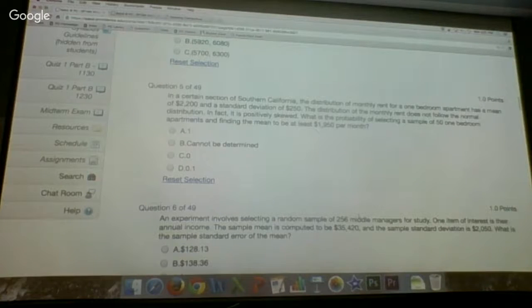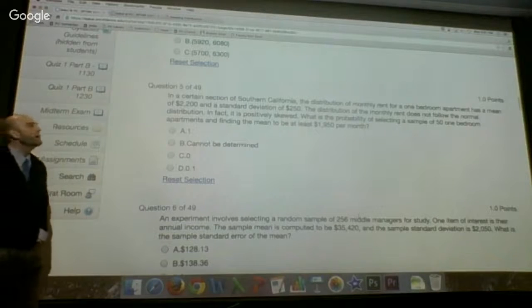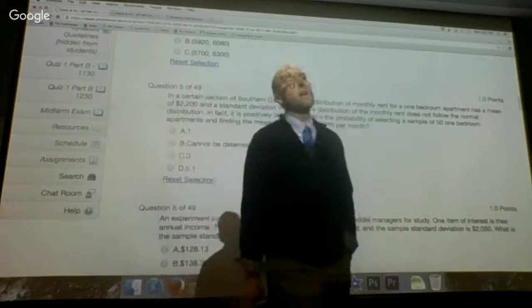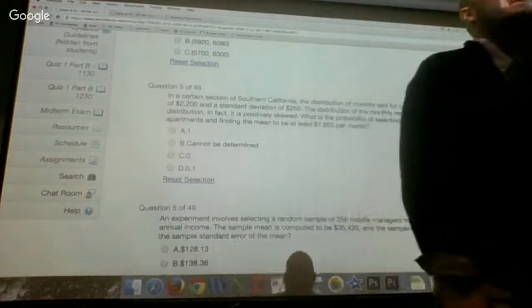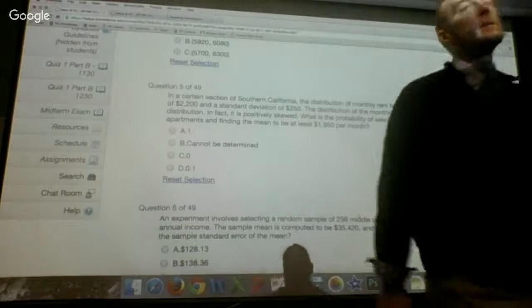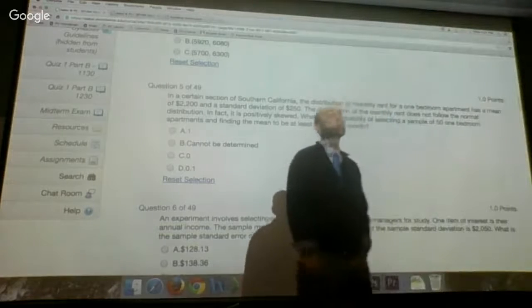Grasp that for a moment. The average is $2,200. That's the average. Some apartments are going to cost less than $2,200. Some apartments are going to cost more than $2,200. How much more or less? Well, the standard deviation is $250.